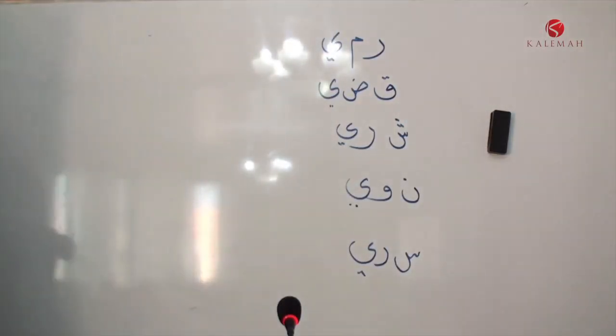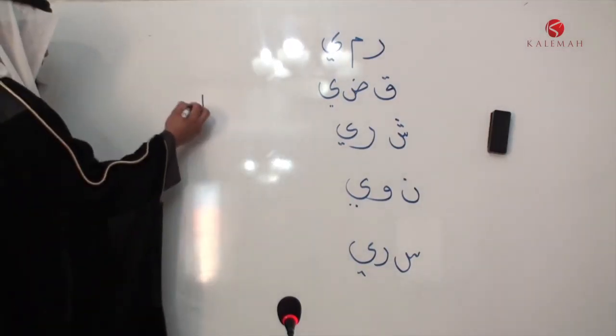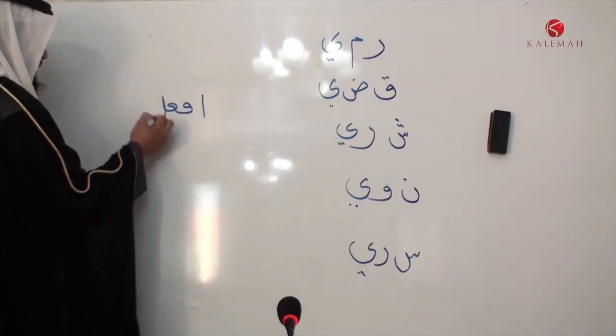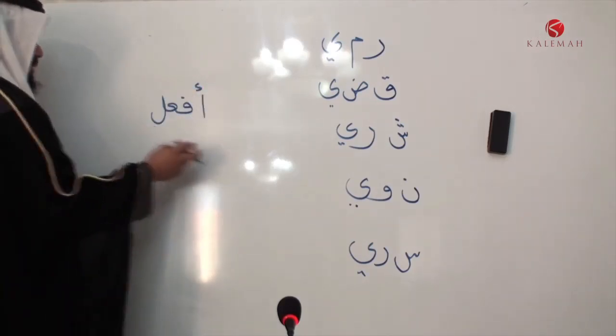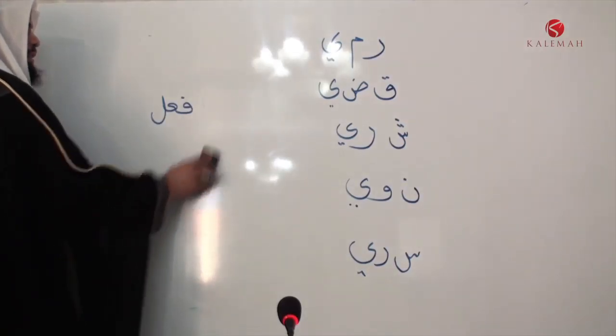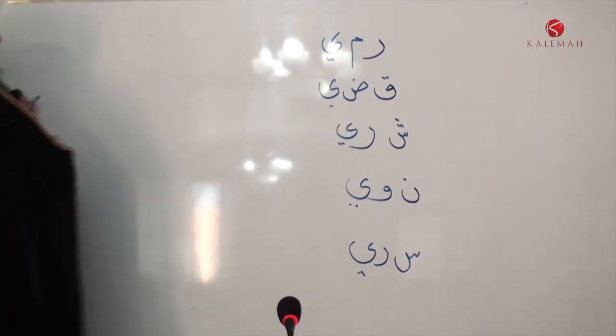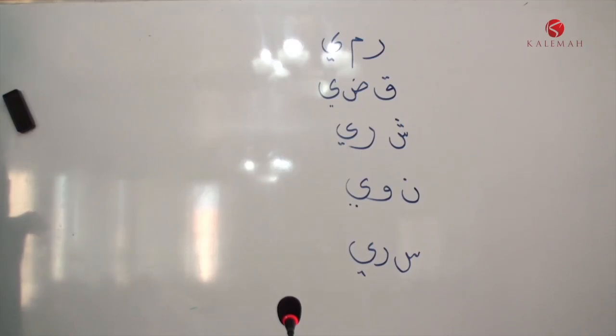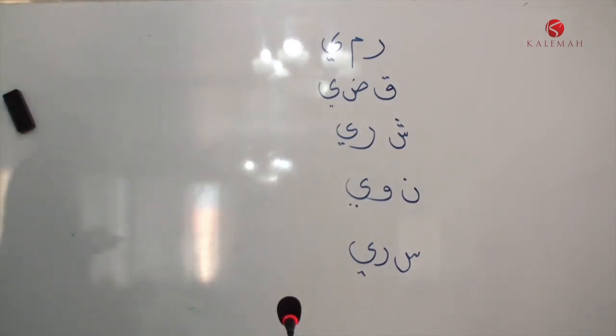That was Asra. Asra is a four letter word. Asra is on the pattern of Af'ala. This is only Fa'ala. Okay? Sara, to live at night, that is Sara. We took it already. Sara Yasir. That's different. Sara means spread out.